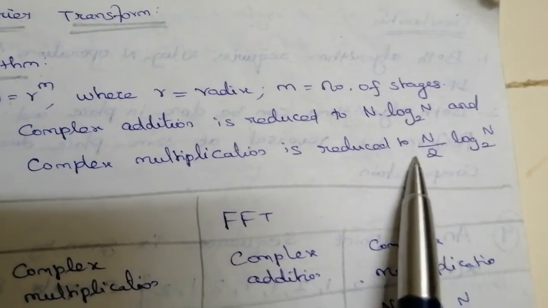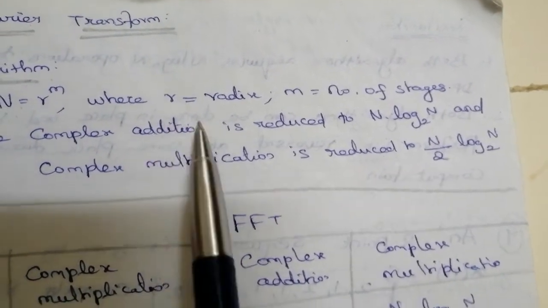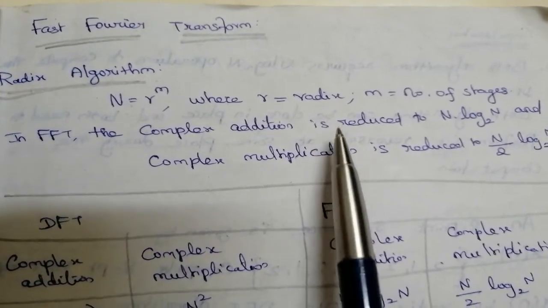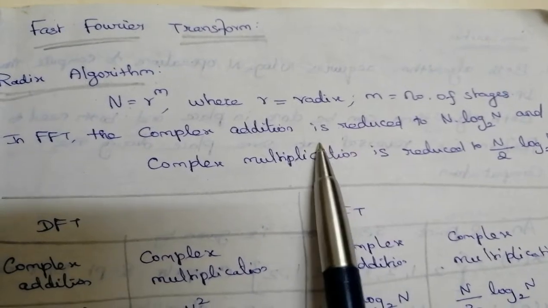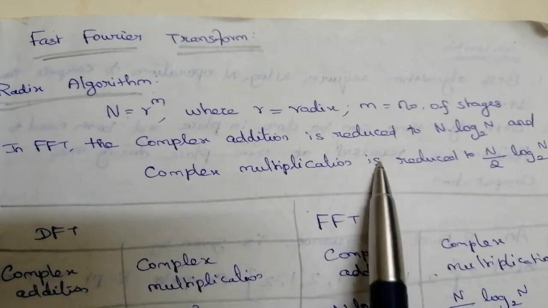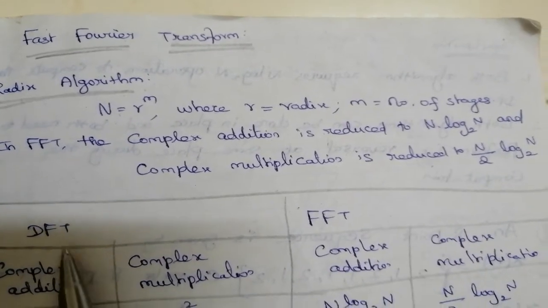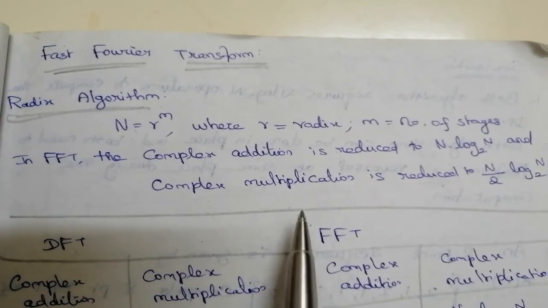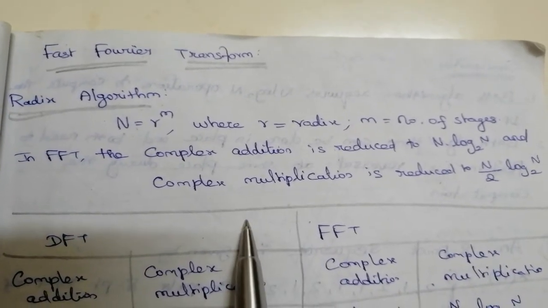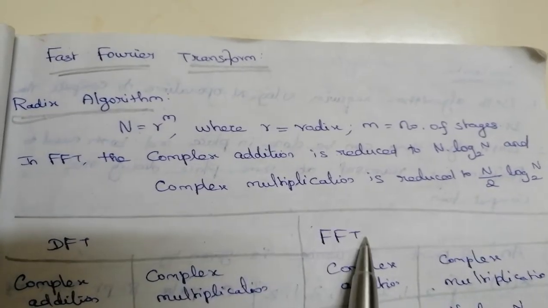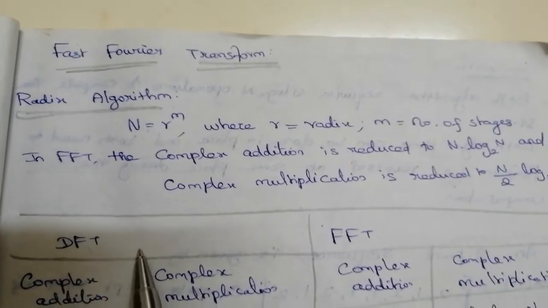In the first class, I already told you FFT is an advanced version of DFT. Both are used to find the DFT of the sequence, but in FFT, the number of additions and multiplications is reduced when compared to DFT. This is the difference between these two, right? If the given input sequence is large, at that time we can use FFT instead of DFT.